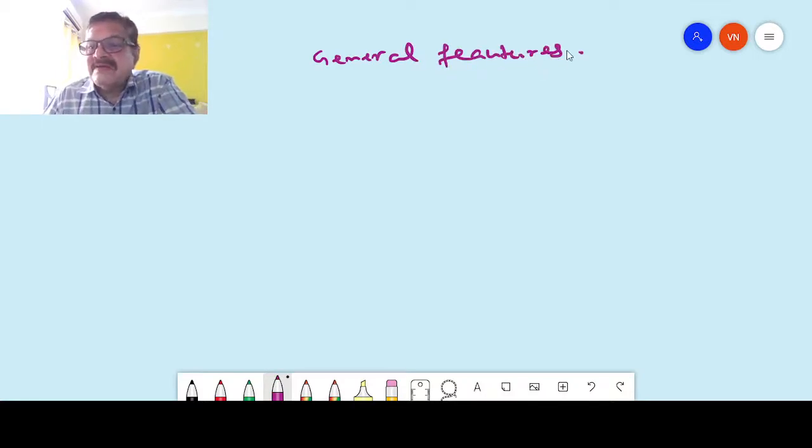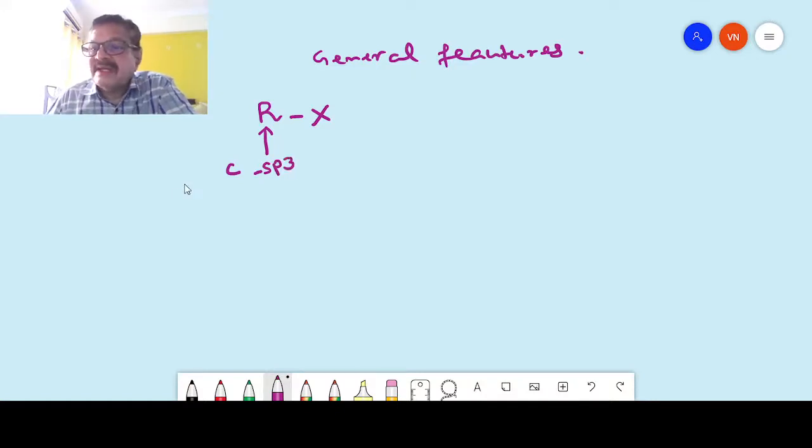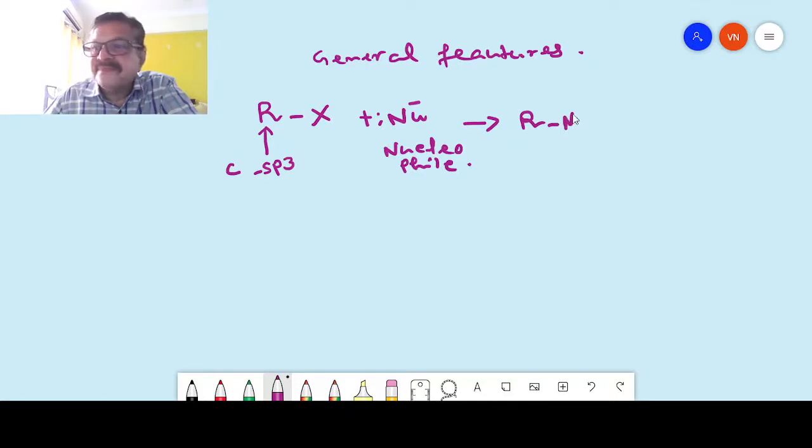So, we have a reaction like this, RX. This R, the alkyl group, contains a carbon which is sp3 hybridized. Now, this RX will be reacting with a nucleophile, an electron-rich nucleophile. That's why I'm showing a negative charge there, though it is not necessarily present. So the reaction will give R-Nu plus X minus. This X minus is known as a leaving group.